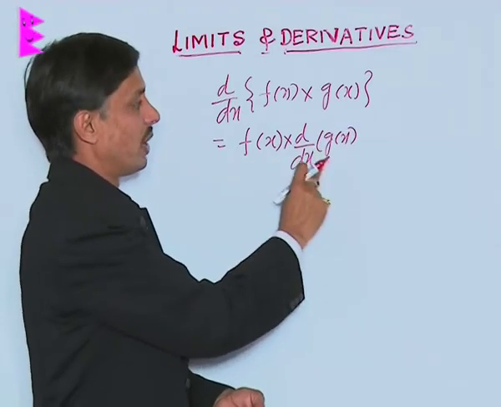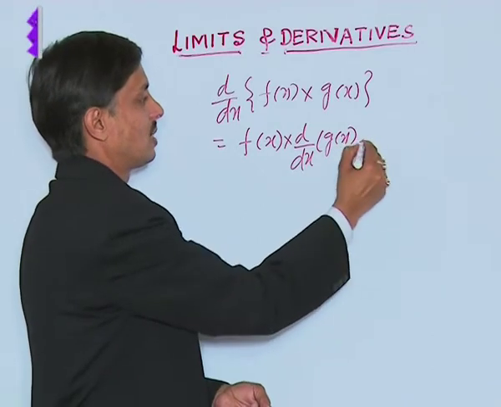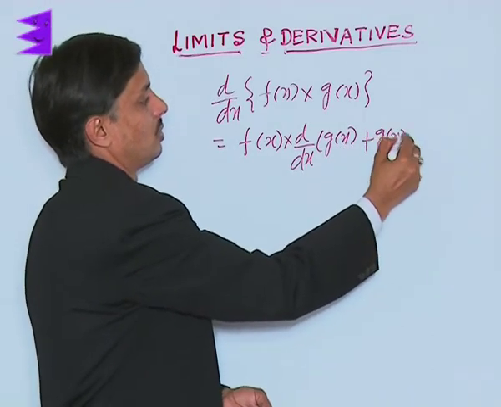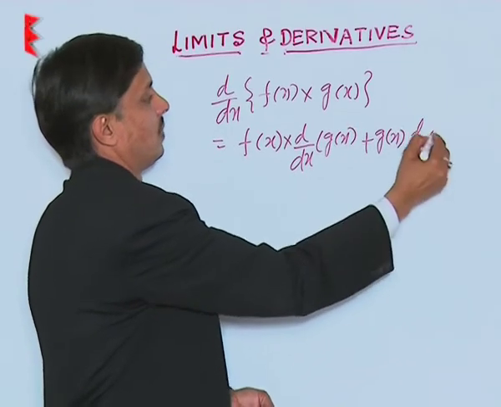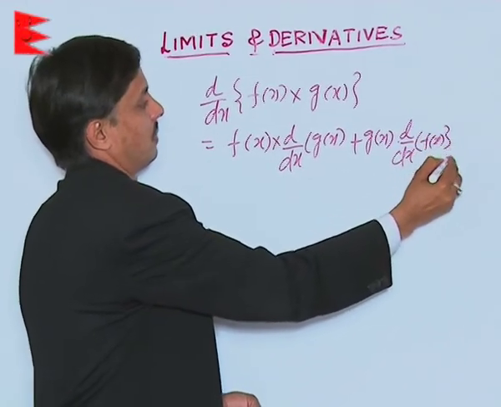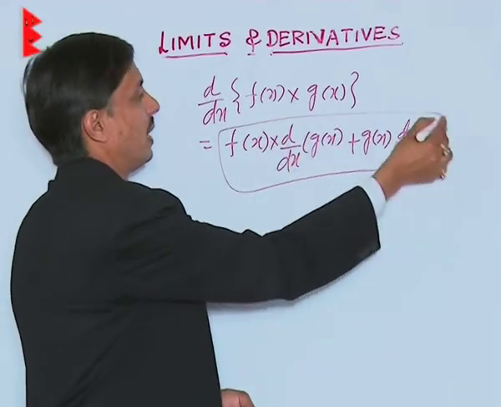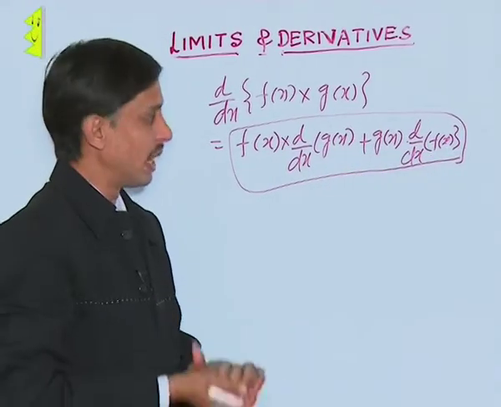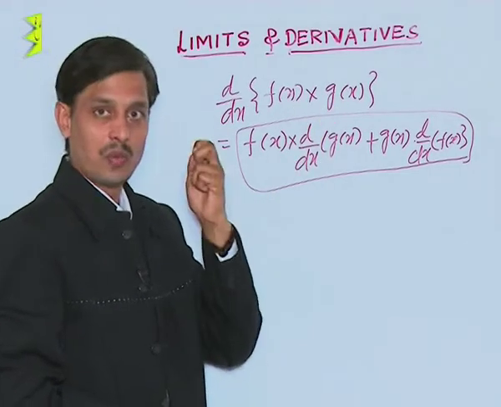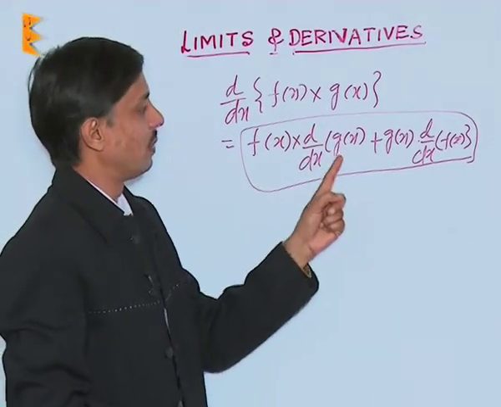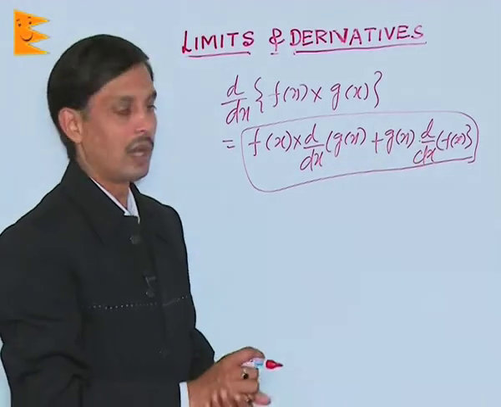First into the derivative of second, plus second as it is, that is g(x), into the derivative of first, that is f(x). This is the formula for finding the derivative of two different, that is unlike, functions: first into derivative of second plus second into derivative of first.